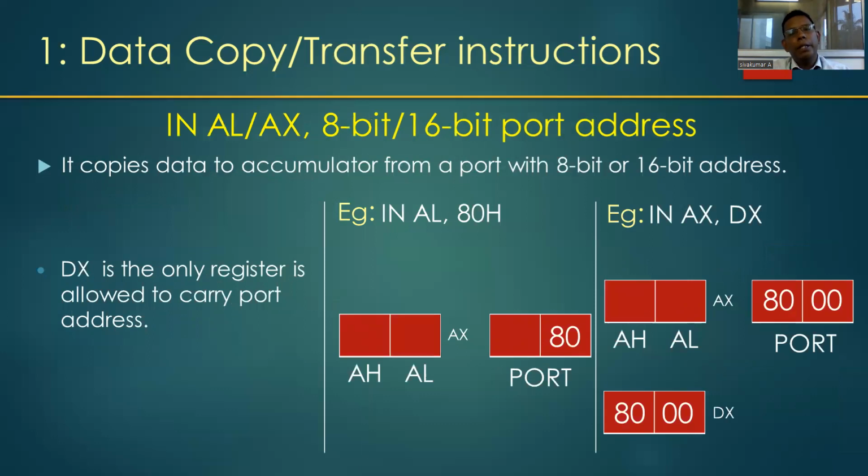Next, the data copy transfer instructions are the IN and OUT instructions. IN contains an 8-bit or 16-bit port address in the source. It copies the data into the accumulator from a port with an 8-bit or 16-bit address. So the port address is 80. In the next example, the port address is stored in the DX register, 8000. After executing that, the data will be stored in the AL register, that is 12. The data will be stored in the AX register, 12 and 34. DX is the only register allowed to carry the port address.